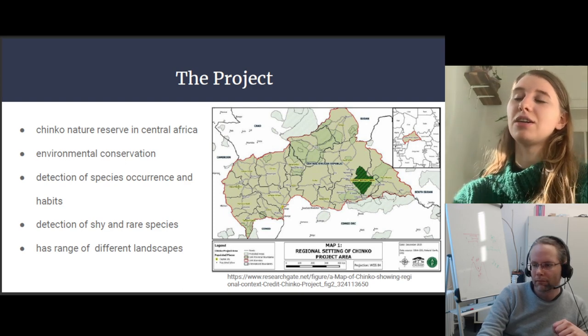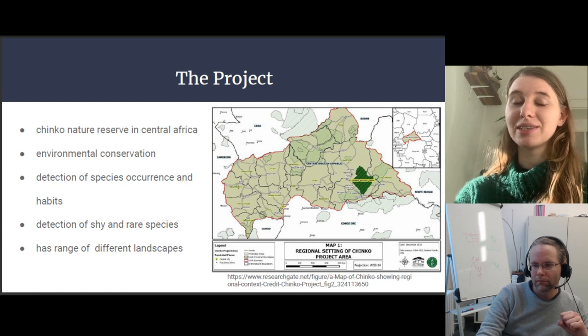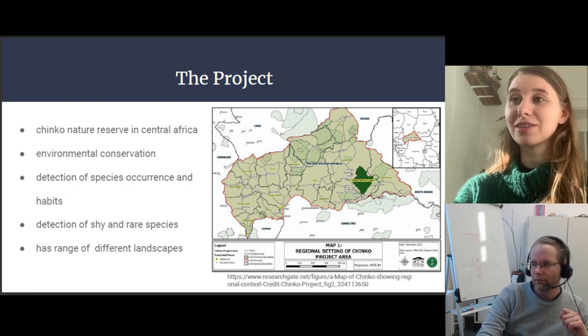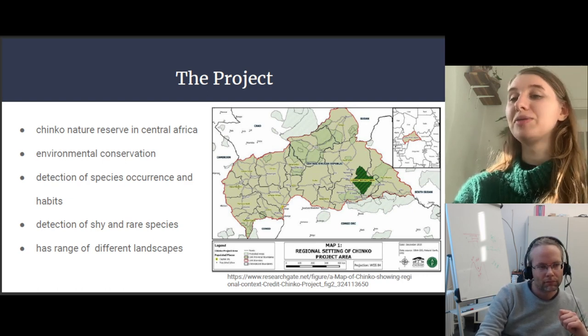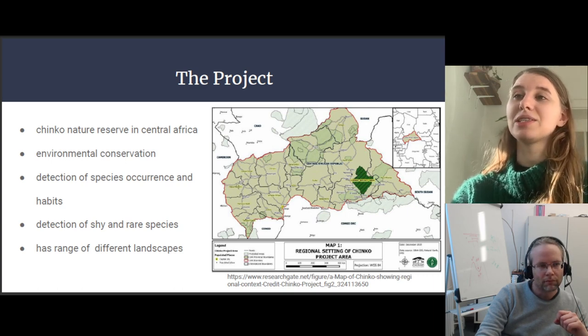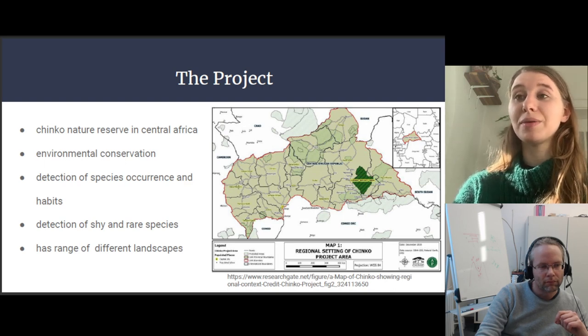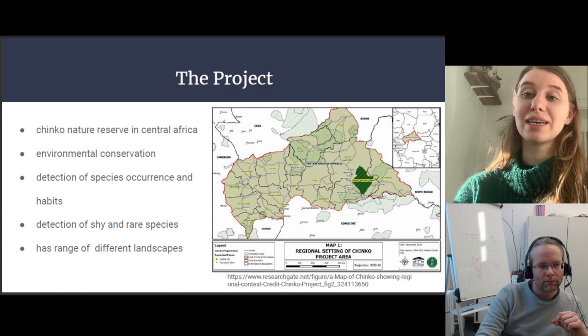These kind of habits are overall pretty difficult to detect, because when humans are there, animals are not gonna come out and do their normal thing. But especially in conservation, we're always interested in the shy species, so the species that are really hard to detect, and the species that are super rare, because these are the ones we need to conserve the most. And to conserve something, we need to know what's missing or how to help the animal.